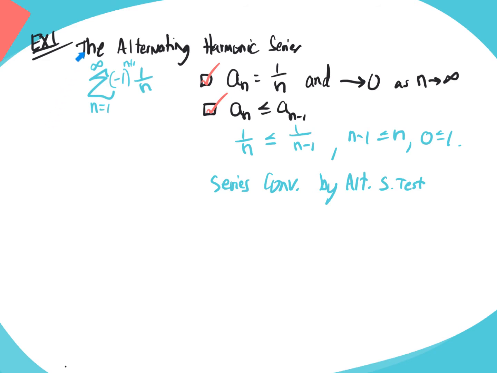For our first example, we looked at not the harmonic series, but the alternating harmonic series. A sub n is 1 over n, and this is going towards 0 as n goes toward infinity. And we can easily show that the nth term will always be less than or equal to the previous term. There's the nth term and the previous term, and quickly we can solve algebraically that this is always true. Since the two criteria are met, our series converges by the alternating series test.